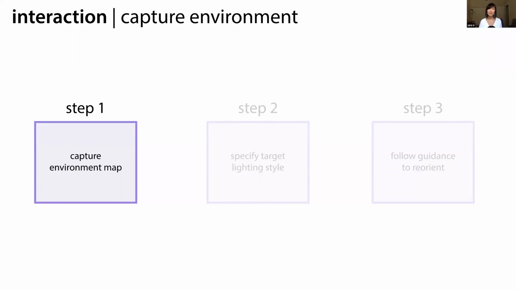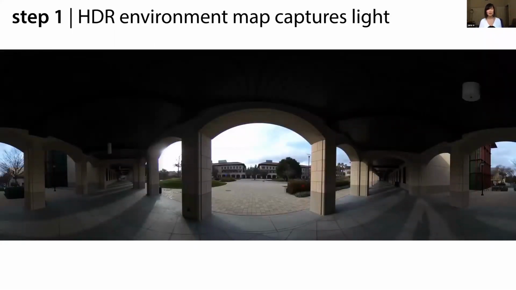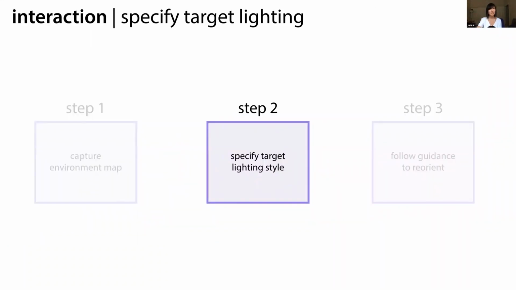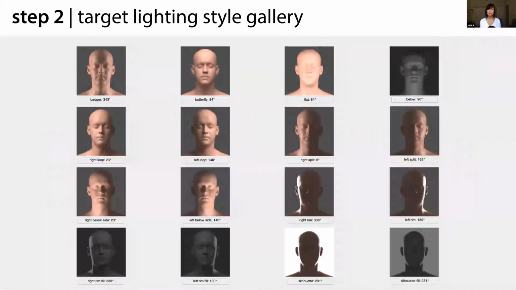First, the photographer has to capture the environment map. So we use a 360 camera to capture the environment. In the next step, we allow the user to choose a lighting style from a gallery of pre-designed options based on studio portrait setups. So taking inspiration from the earlier poster, we recreated a number of those lighting styles using virtual setups.